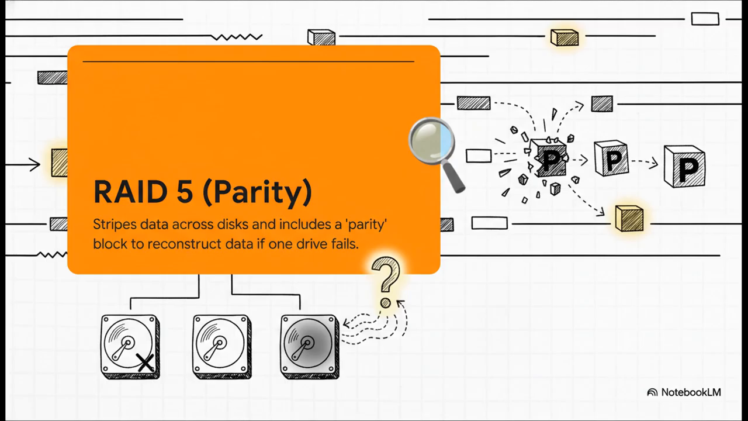It stripes data across drives just like RAID 0, so you get good performance. But it adds a special twist, a little something called a parity block. Think of it like a simple math problem. If I tell you that 2 plus x equals 5, you can instantly figure out that x is 3, right? Parity works the same way. If one of your drives fails, that's the x. The system uses the data on the other drives plus that parity info to figure out exactly what was on the missing drive and rebuild it perfectly.